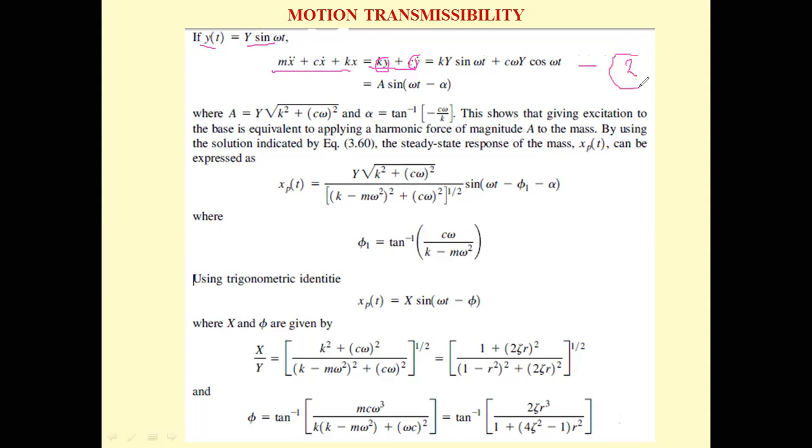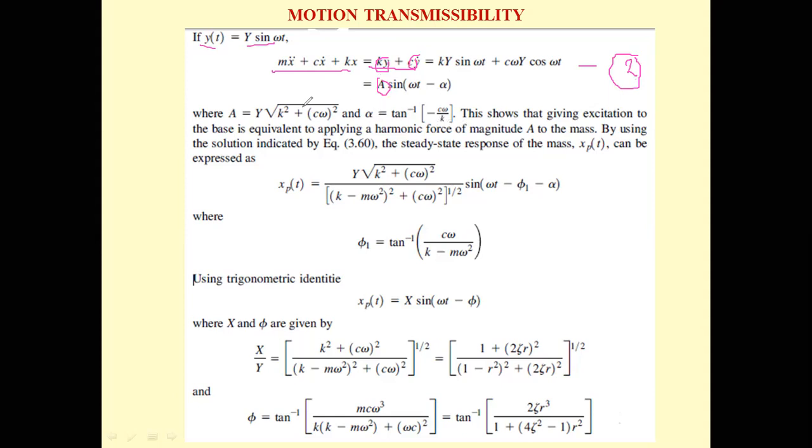In equation number 2, if we take Y as a common term, this can be equal to A sine of omega t minus alpha. So what is the value of A in that? We have taken Y common, and the square root of k square plus c omega squared. And what is the value of alpha? Alpha is tan inverse of minus c omega upon k.